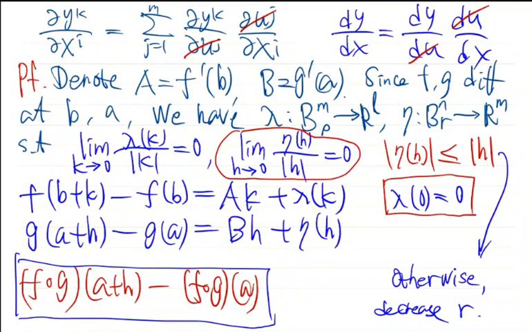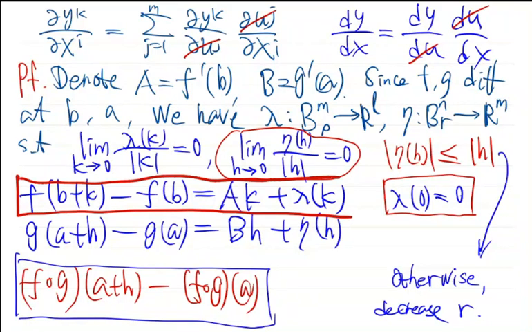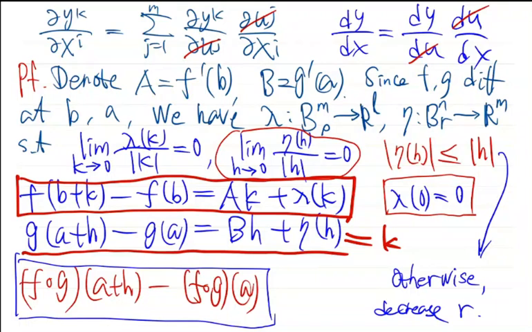So the idea is to use the equality for f, with the special k. We take k to be this. We take this to be k in the previous equality, the box equality, and we see what happened. Okay.